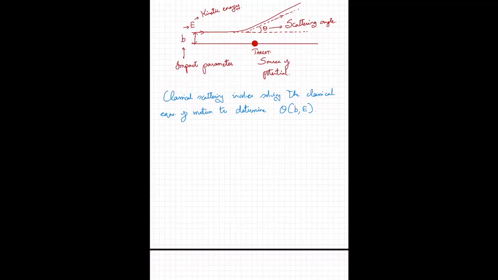So what happens if I throw a bunch of particles at this target? Of course, I will always assume that I'm throwing a uniform bunch of particles. In other words, the number density doesn't fluctuate rapidly from point to point in space, and all of these particles have the same kinetic energy E.